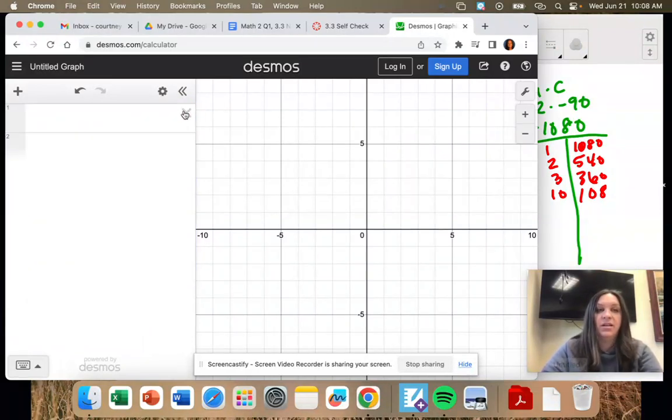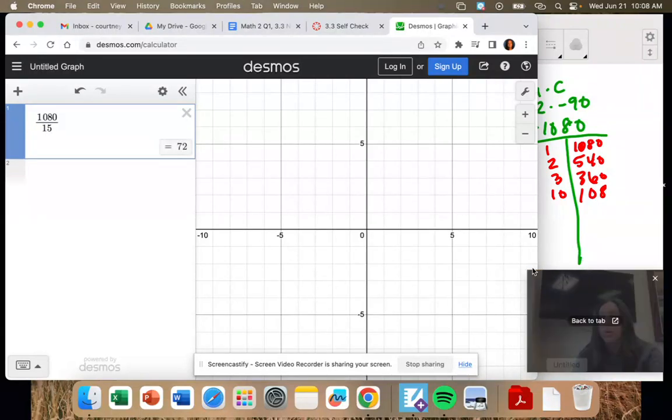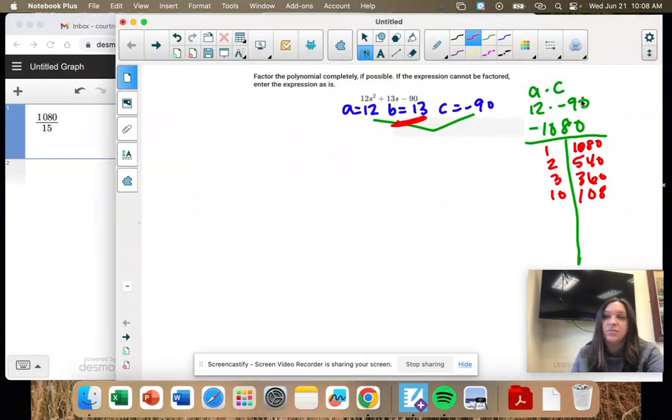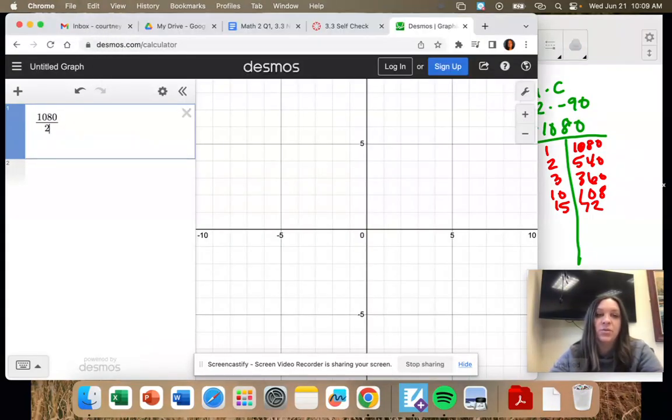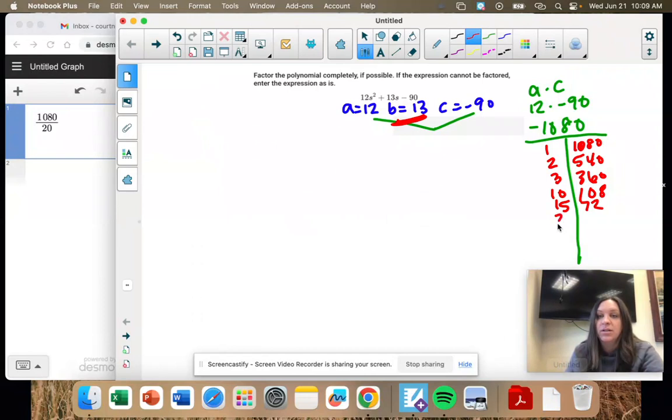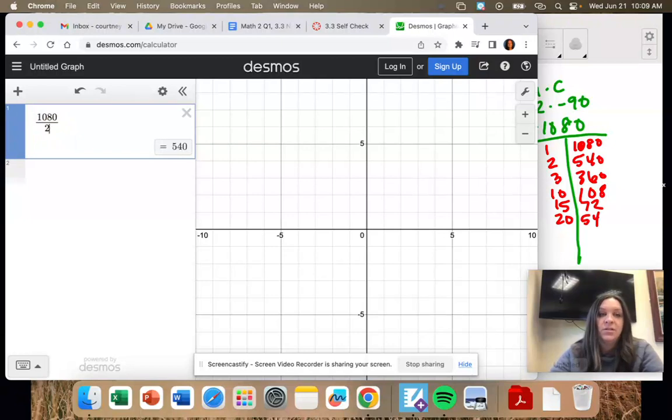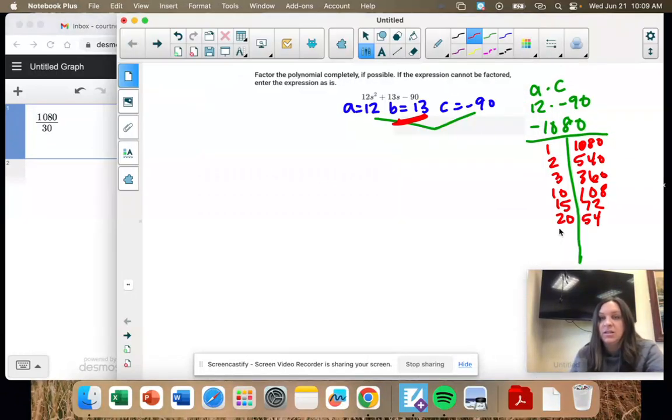So 1080 divided by, I know 5s work because it ends in 0. So then it's 15 and 72. I'm getting closer. 20 and 54. If I subtract those, I'm down to 34. 25 doesn't work. 30 and 36. Now I might have gone too far because the difference between those is 6.